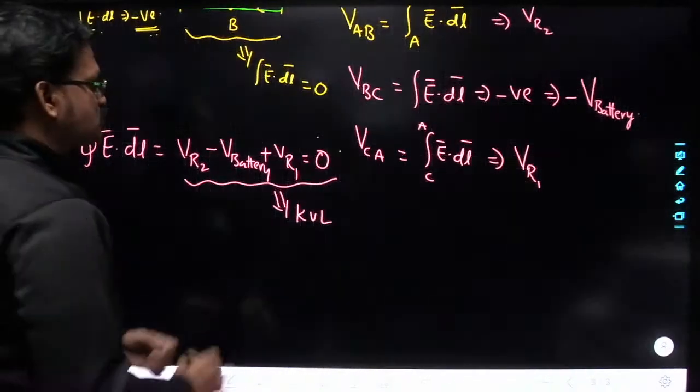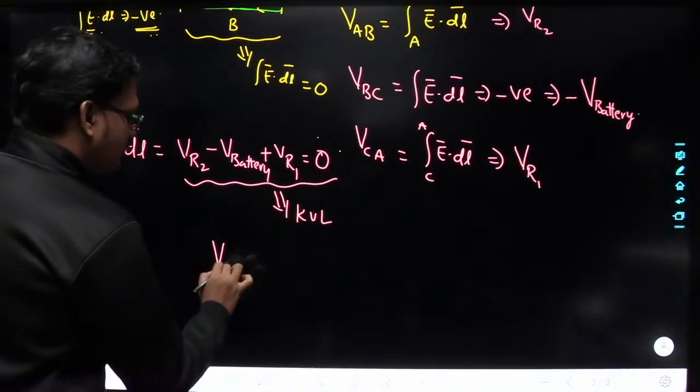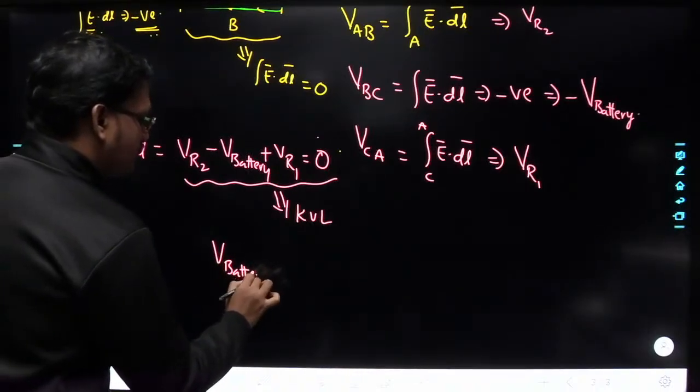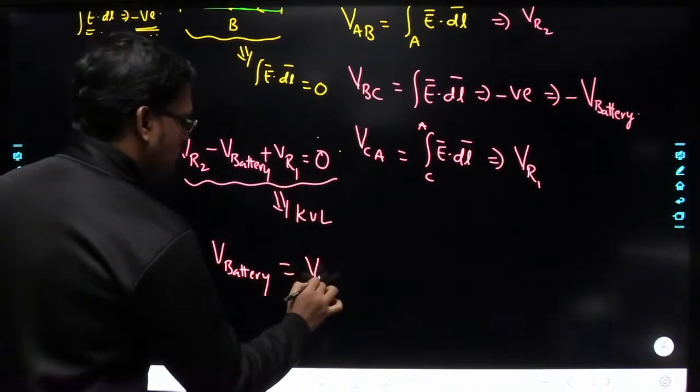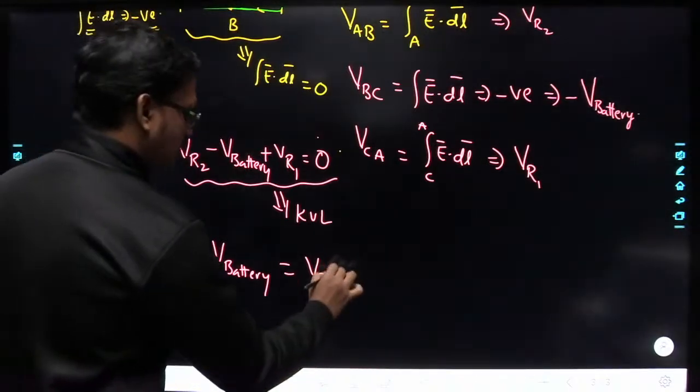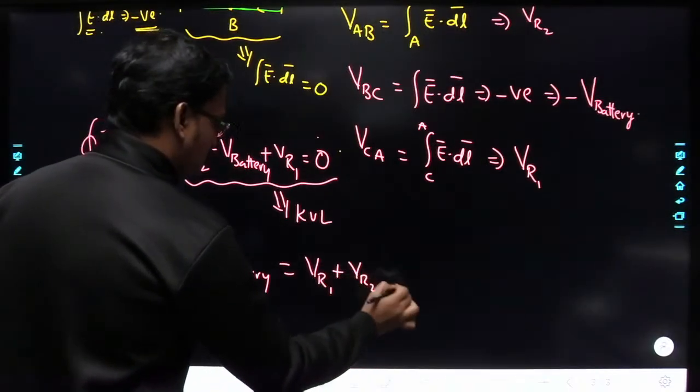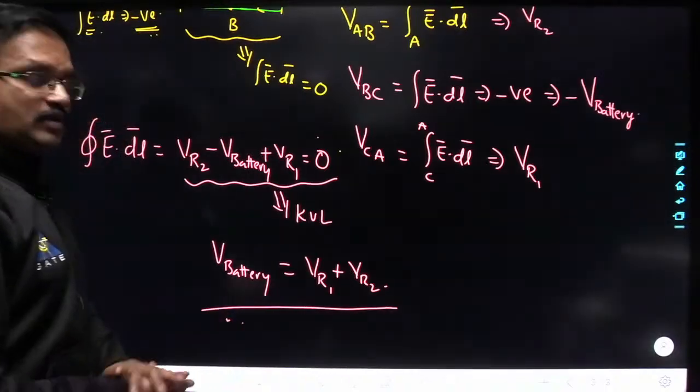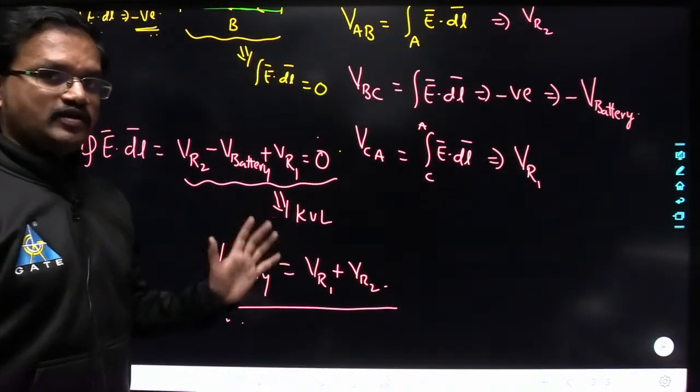Right? So here, what is V battery? V battery potential is equal to VR1 plus VR2. Understood? So this is nothing but KVL here, right?